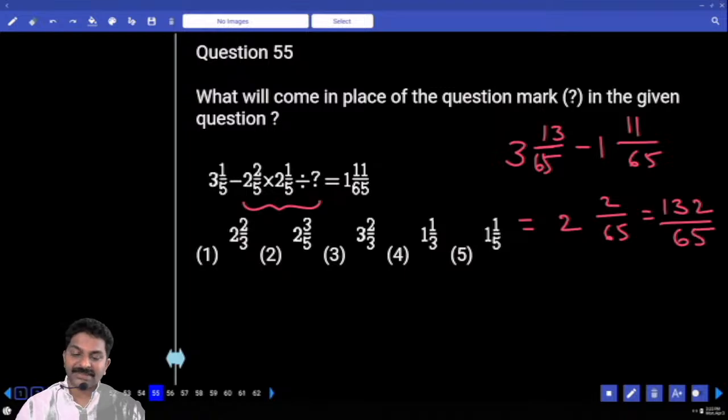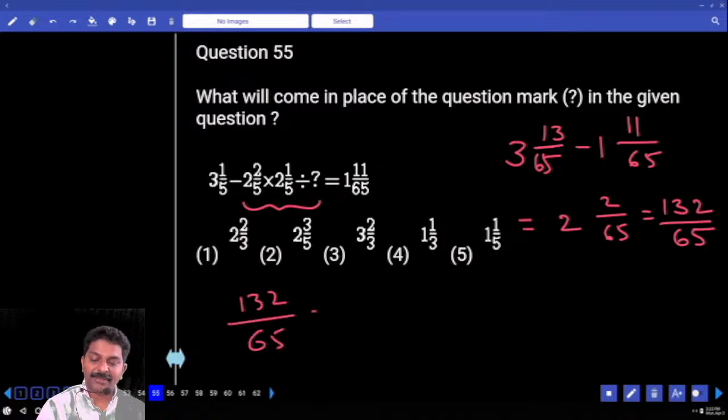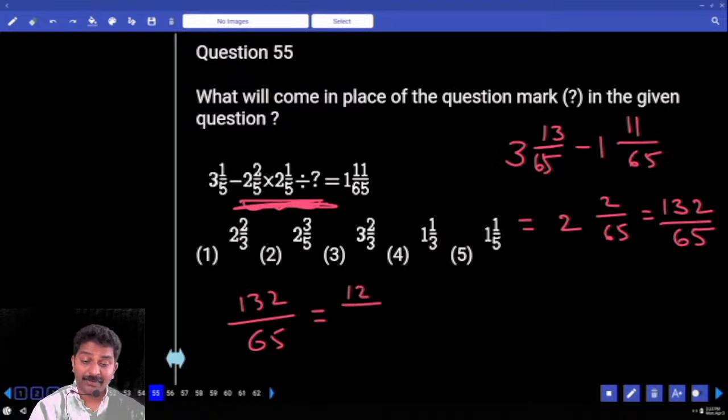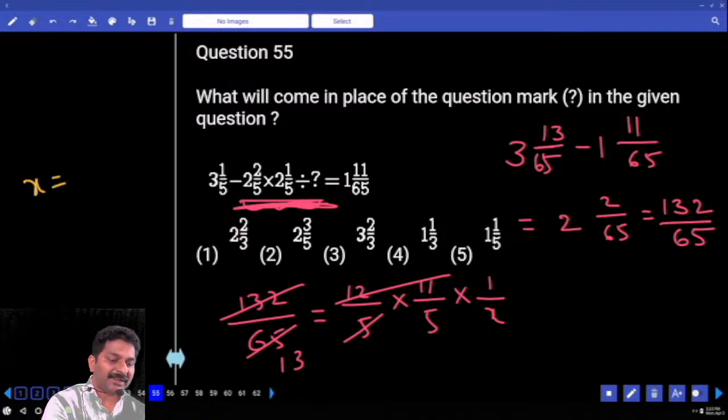132 by 65. Yes. 132 by 65 is equals to this value. Antena? Ide kada right hand side ki ellindi. 2 by 5. 12 by 5. 2 1 by 5. 11 by 5 into 1 by x. Divided by x can be written as into 1 by x. 11 13s gets cancelled. 5 how many times? Then 1 by x is equal to 5 by 13. X is equal to 13 by 5. 2 3 by 5. Second option.